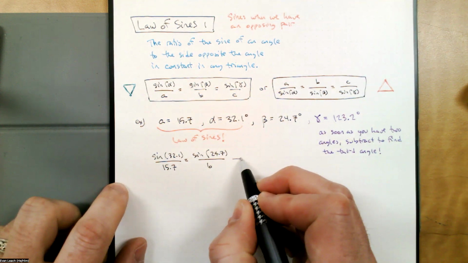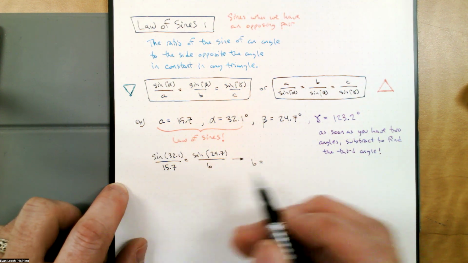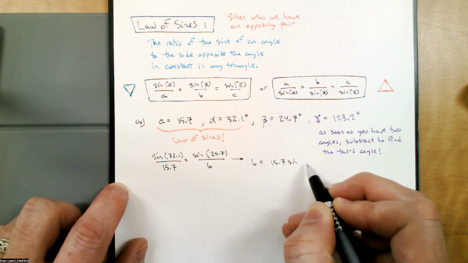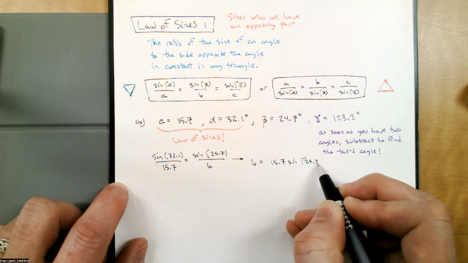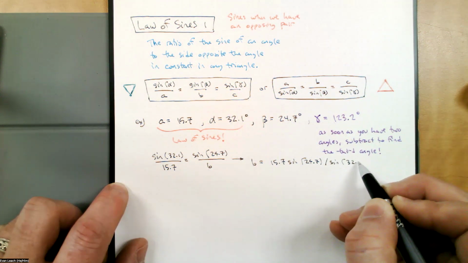To solve for B, we multiply by B and then divide by this fraction. So we'll have 15.7 times the sine of 24.7 divided by the sine of 32.1.